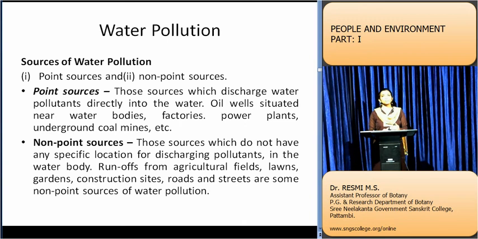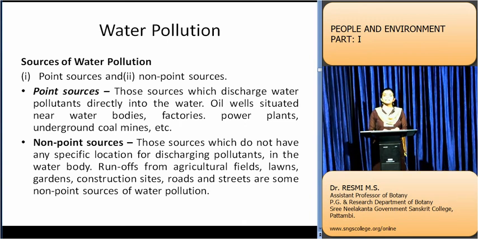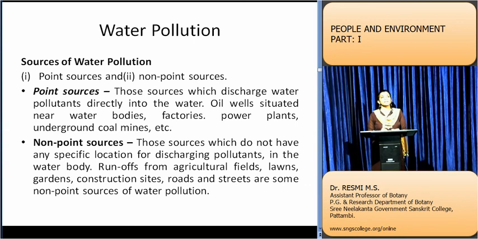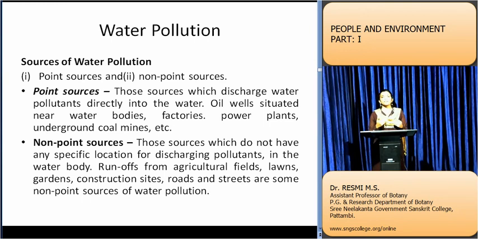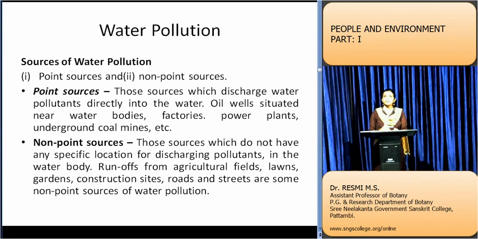And next is water pollution. Water pollution, like air pollution, is any undesirable change in water which has a harmful effect in the biotic system. The major sources of water pollution are point sources and non-point sources. From the term itself we know that point sources are those sources which discharge water pollutants directly into the water, that is oil wells situated very near to water bodies, factories, power plants, underground coal mines, etc. discharge pollutants directly to the water.